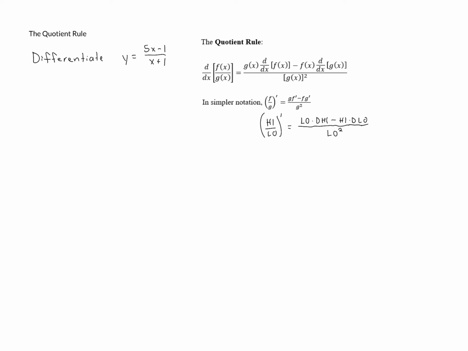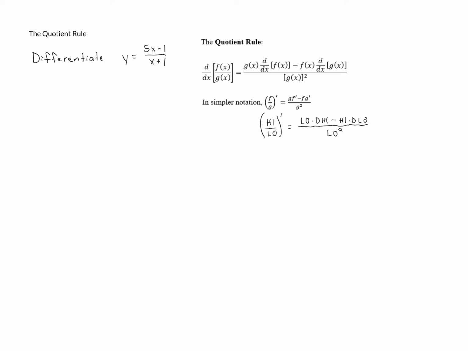With the product rule, if we forgot which one was the derivative of the first versus the second, the order didn't matter because they were being added. But here, they're being subtracted. So if we were to switch these two terms, we would end up getting the opposite of the answer that we want. So that's why there's this little mnemonic, low d high minus high d low, all over low squared.